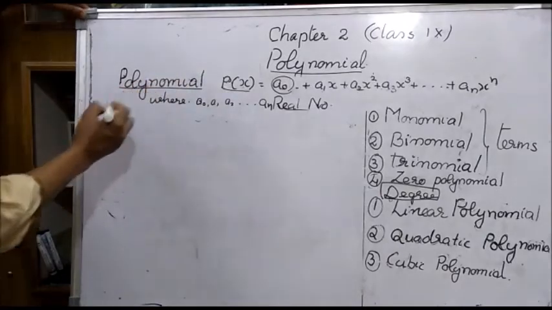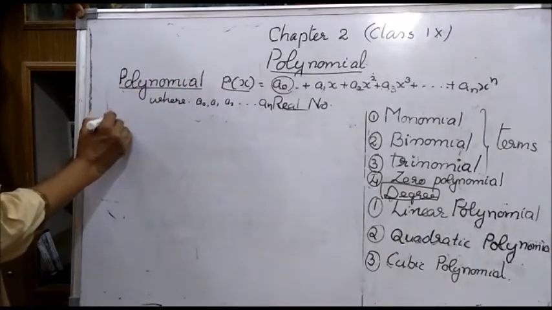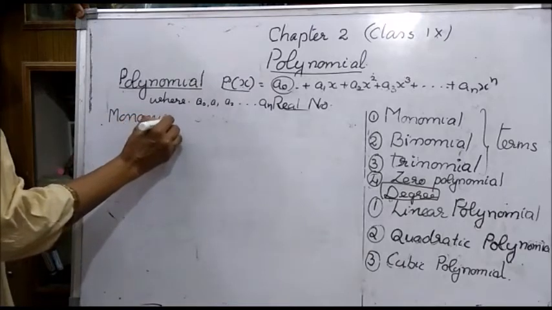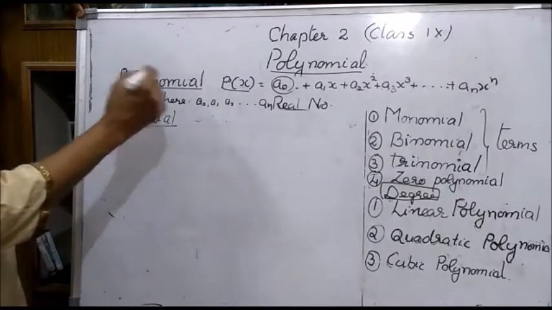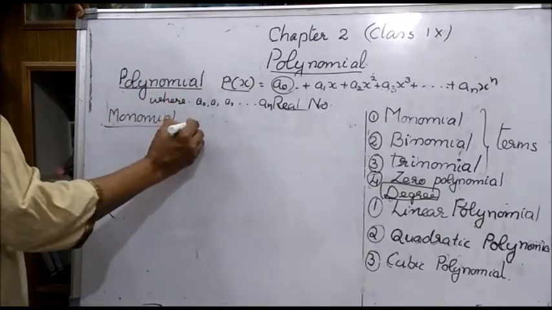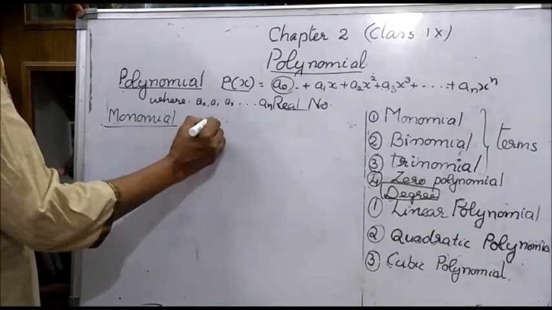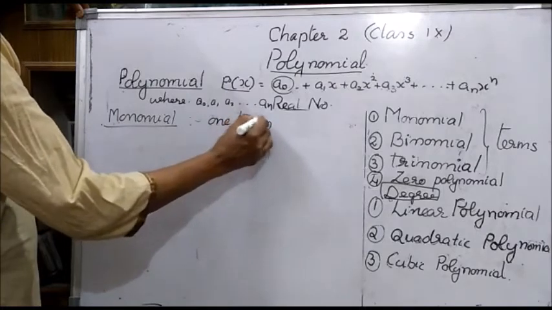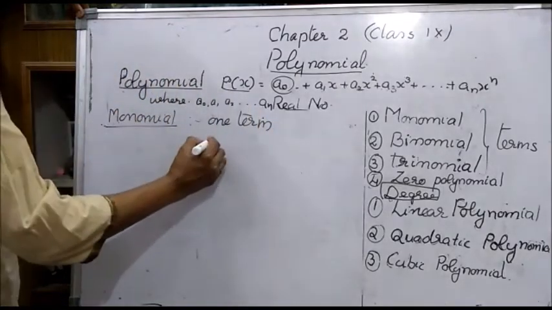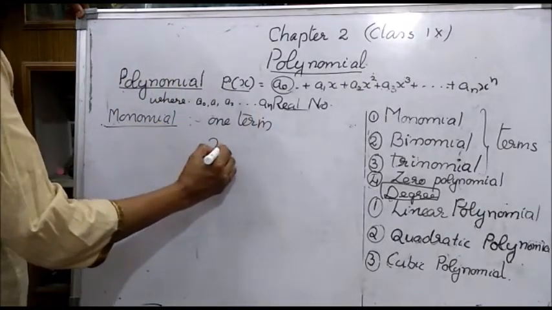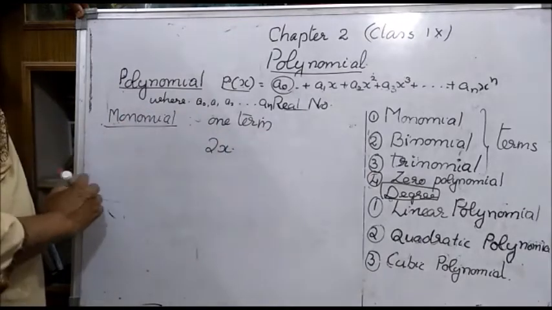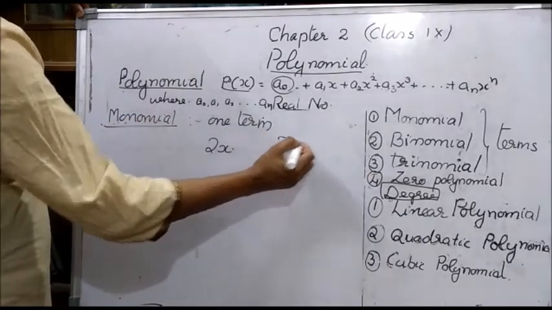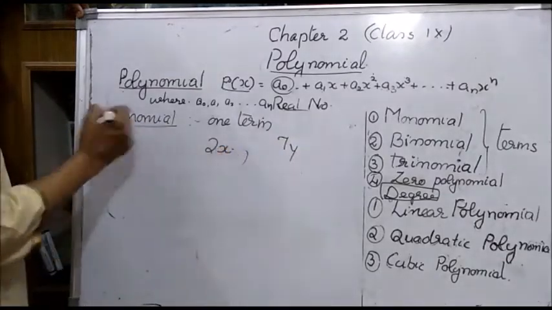Now, types of polynomial. Monomial first. From the word itself we know monomial means one term. If there is only one term, then that polynomial is known as a monomial. 2x is an example of a monomial. 7y is also an example of a monomial.